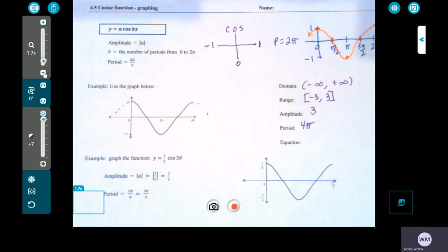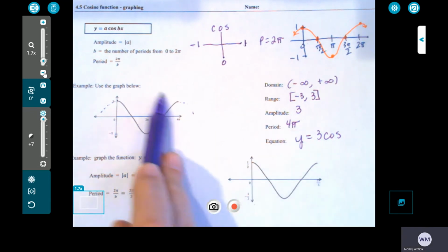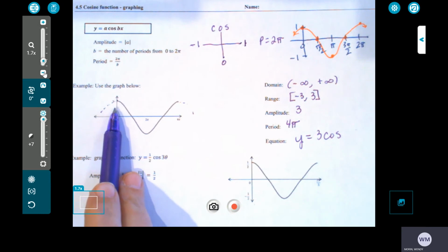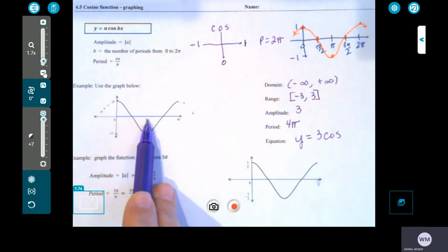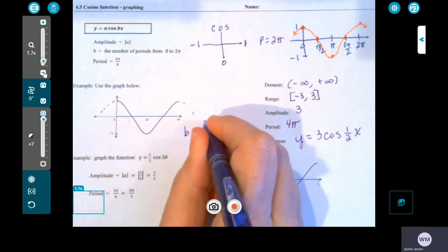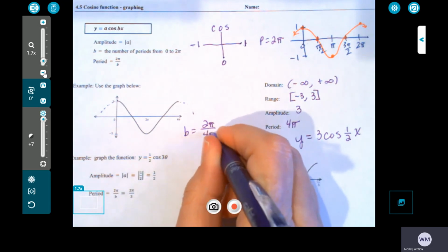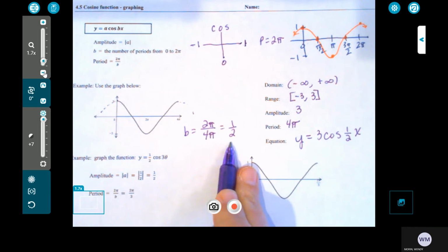Okay, can we write an equation? Y equals 3 cosine. What is the b value if your period is 4 pi? Well, look at this graph. How many cycles can you complete from here to here? That's half a cycle. That's your b value. The formula for your b value is 2 pi, your standard period, divided by the new period 4 pi. Same answer.